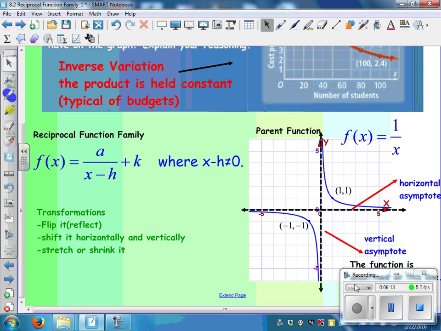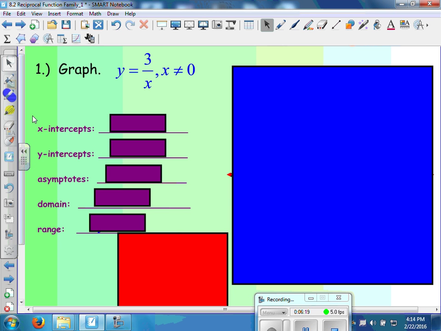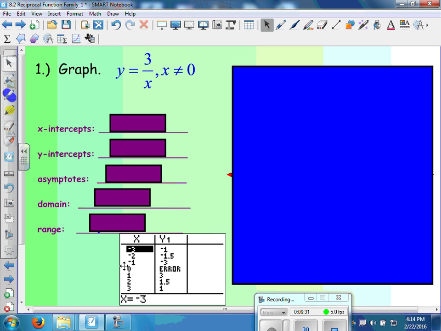The function is undefined on this line. We're going to do sample problems now. Number 1, enter into your calculator y equals 3 over x. If you go into the calculator and put in the table of values, you will see an error where you enter x equals 0, and that being undefined.